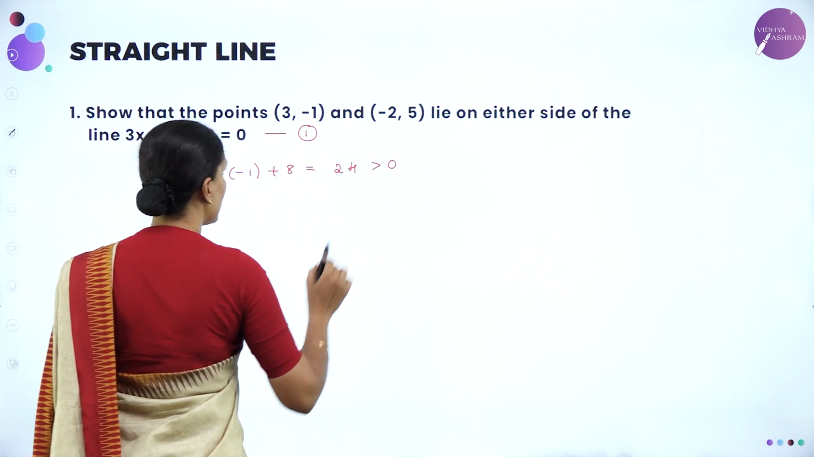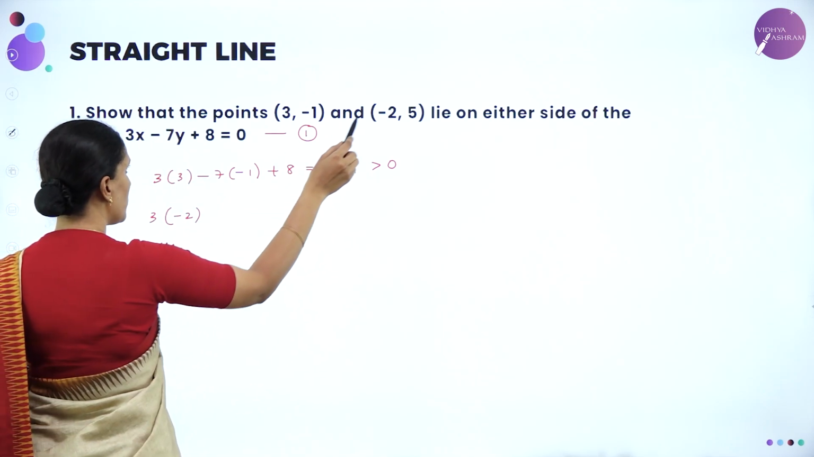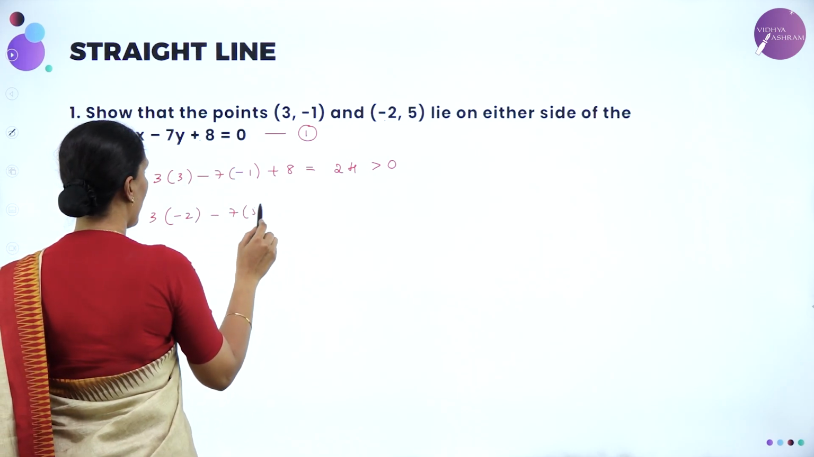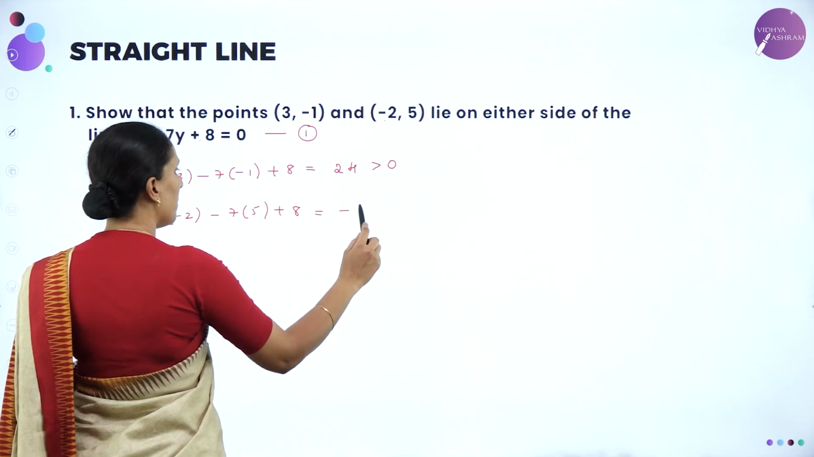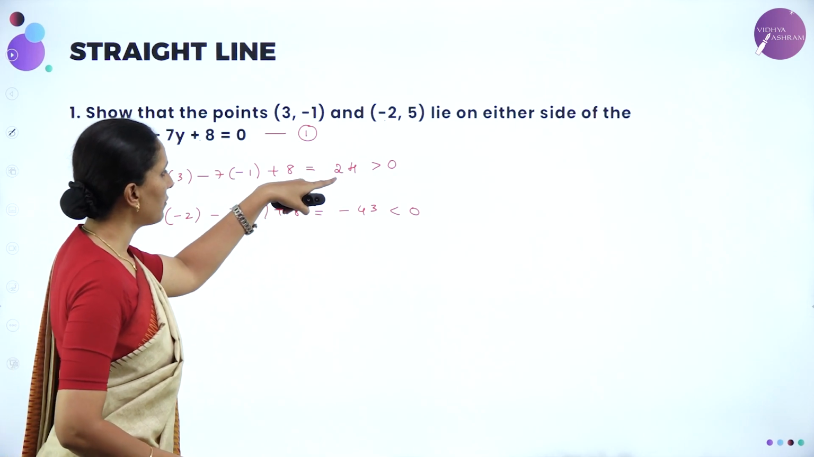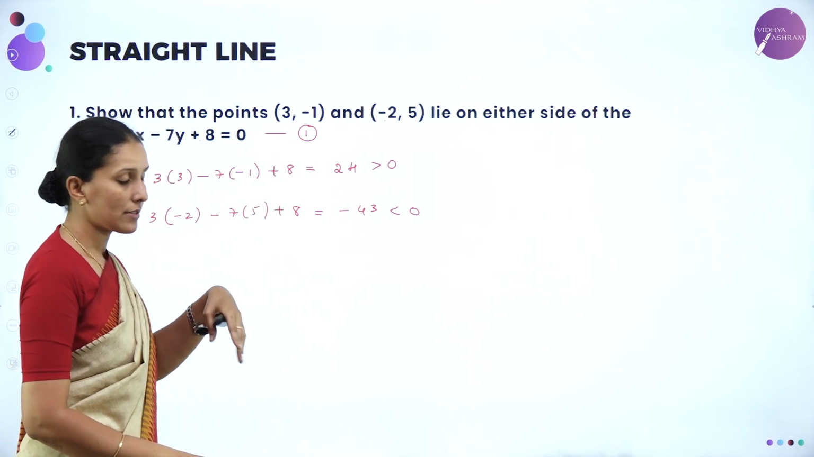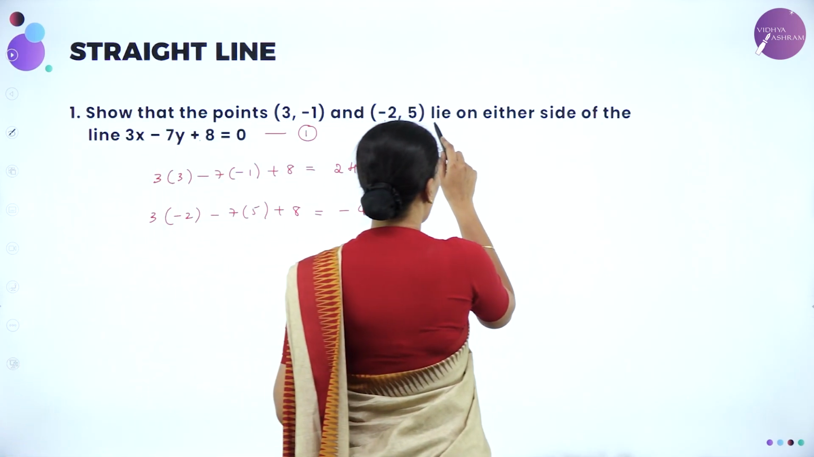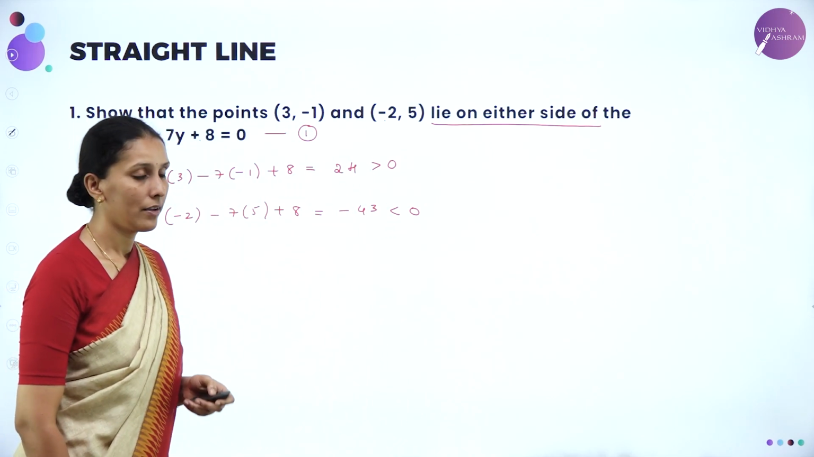So greater than 0. Next we have 3 into minus 2, and I am substituting this point in equation 1. Minus 7 into 5 plus 8 equals minus 43, less than 0. See, the sign for the first point is positive and the sign for the second is negative, which is greater than 0 and less than 0. So obviously we can conclude that the points lie on either side of the given line.